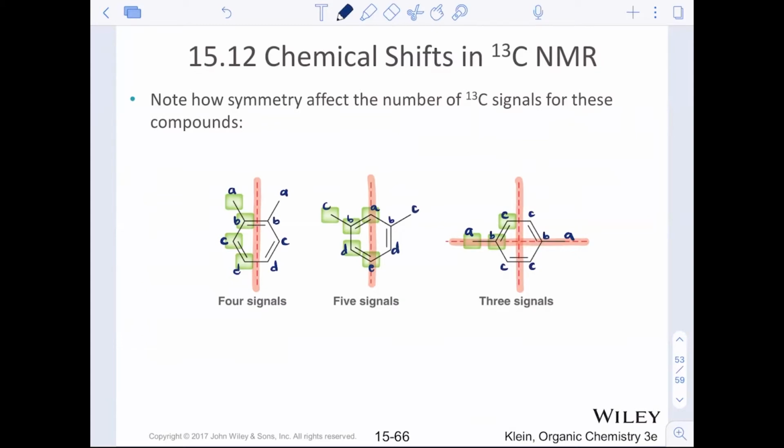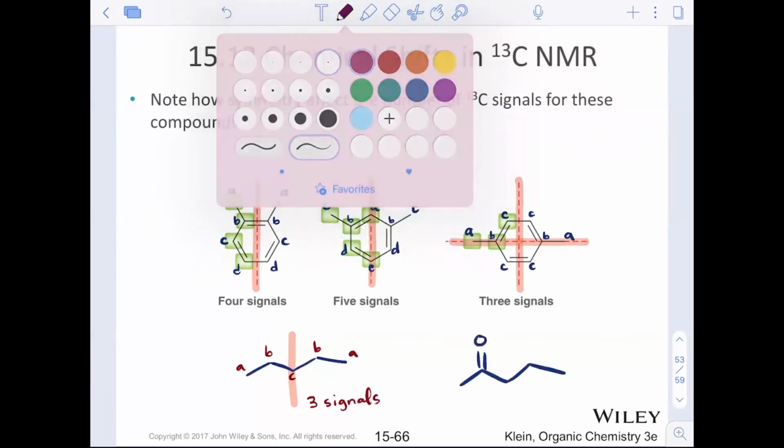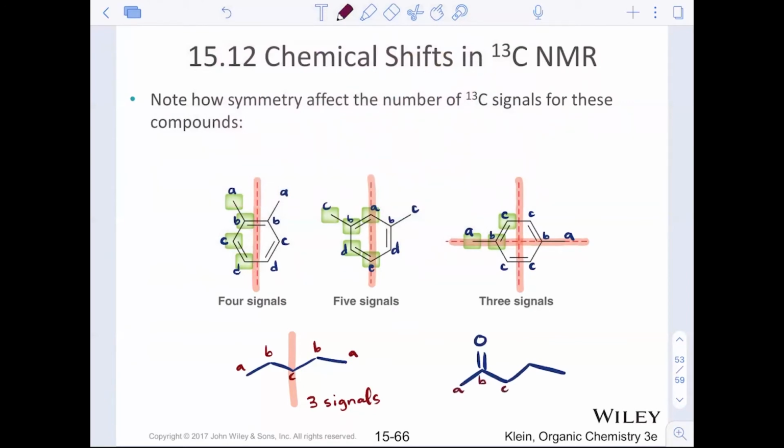So when we're thinking about structure, what's really important is to be able to find symmetry or lack thereof, right? Symmetry right here. So we can expect A, B, and C, 3 signals for something like pentane, right? Awesome. If we were to throw in something that's not symmetrical, now our molecule is not symmetrical anymore, all 5 of these carbons are different, right?